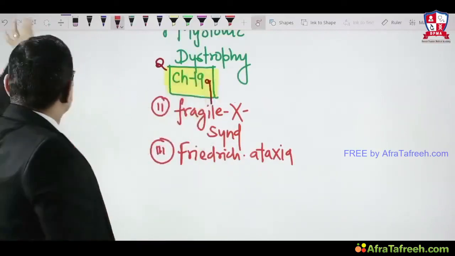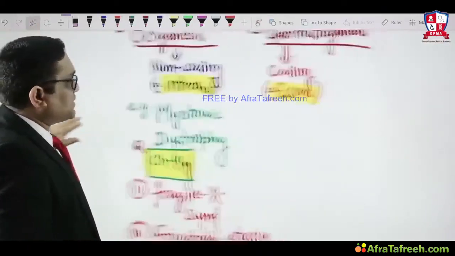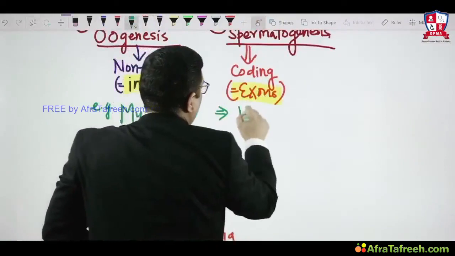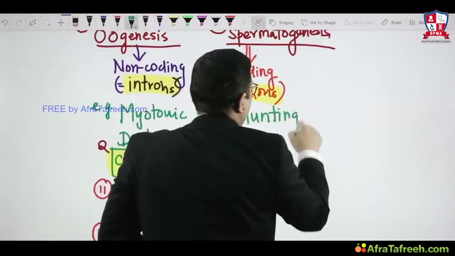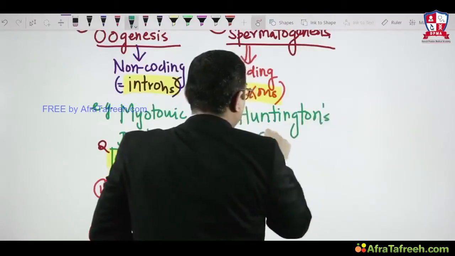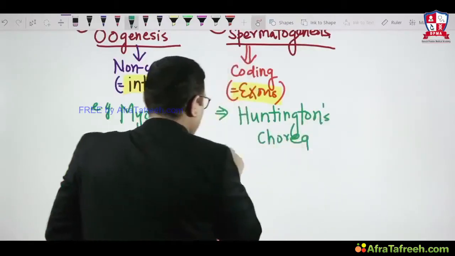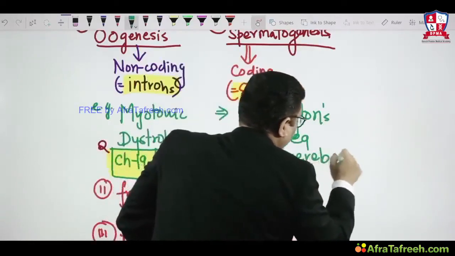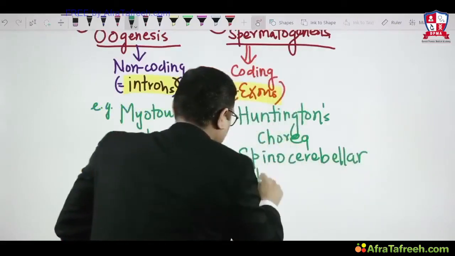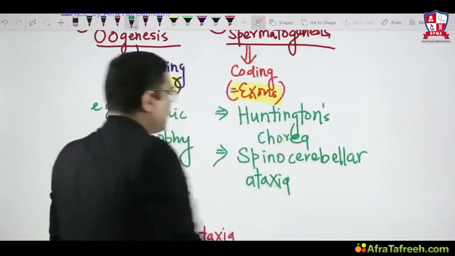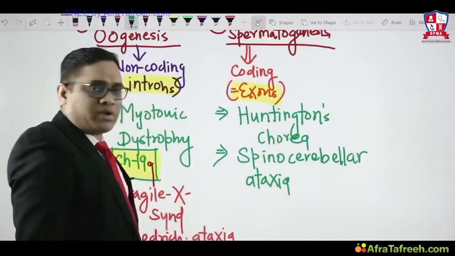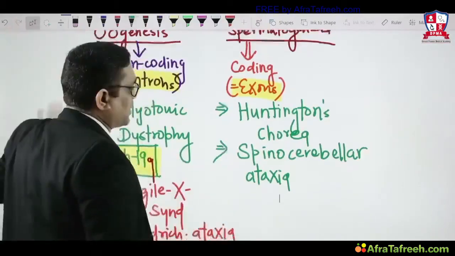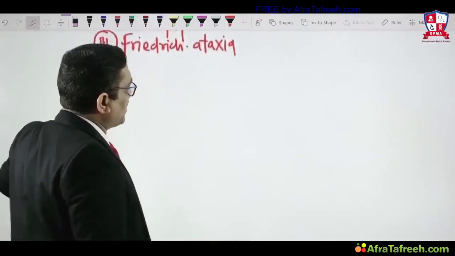What about spermatogenesis? In spermatogenesis, the trinucleotide repeat mutation disorder, number one and most important, is Huntington's chorea or Huntington's disease. Another example is spinocerebellar ataxia. So spinocerebellar ataxia is another example during spermatogenesis. So these are the trinucleotide repeat mutation examples, in exonic areas and intronic areas, right?